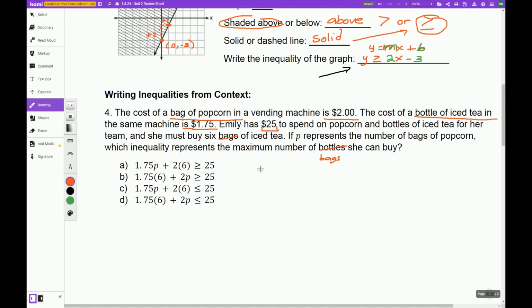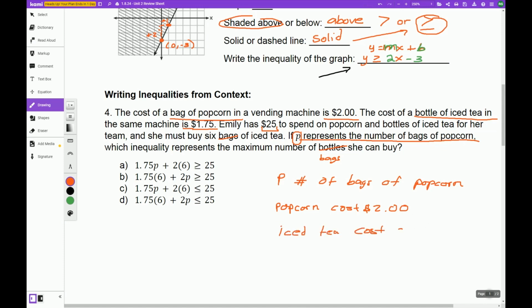So we know that P represents the number of bags of popcorn. So P is the number of bags of popcorn. And we know that popcorn costs $2. And we know that iced tea costs $1.75. And we know that there is $25 that she has to spend in total.